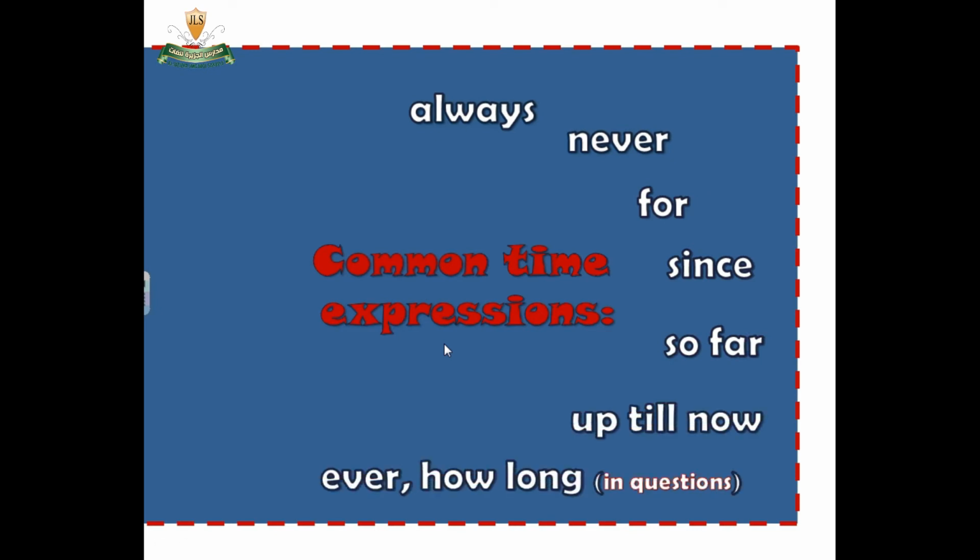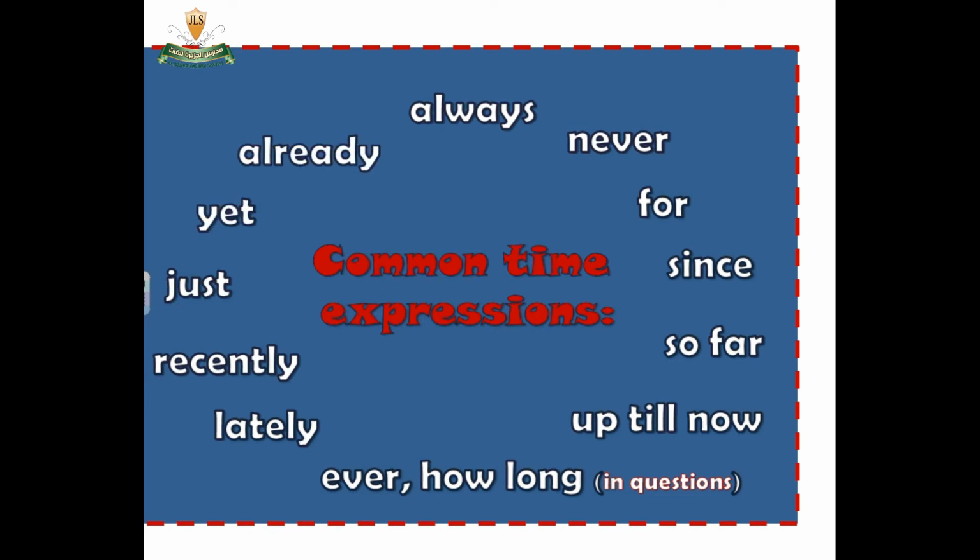The common time expressions are always, never, for, since, so far, up to now, ever, how long, and I use it in questions. Lately, recently, just, yet, and already. So I use these time expressions with the present perfect tense. And as I know, in the present perfect tense, he, she, it takes has plus the past participle of the verb. They, we, you take have plus the past participle of the verb.